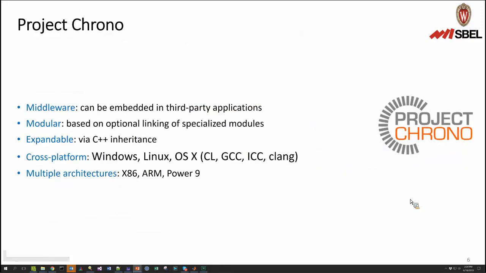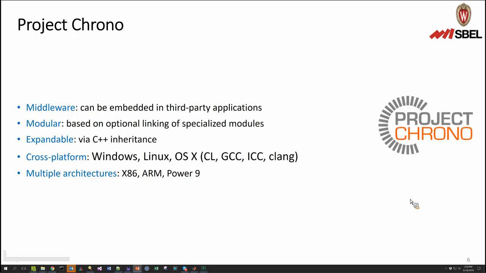The software is what we call middleware. In other words, it is designed from the ground up to be embedded in third-party applications. So you own the main program and you call Chrono for simulating components that you care about. It's modular. There are many modules to it, and you don't have to use all of them unless you need a specific set of tools in your simulation.